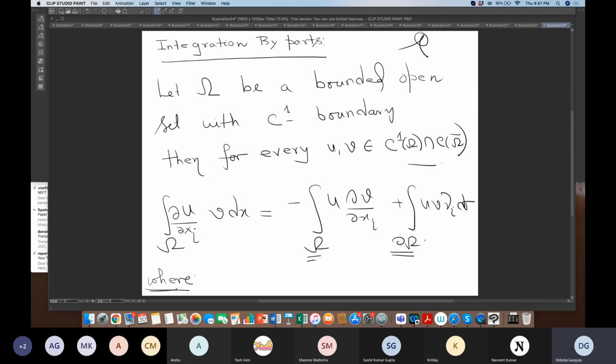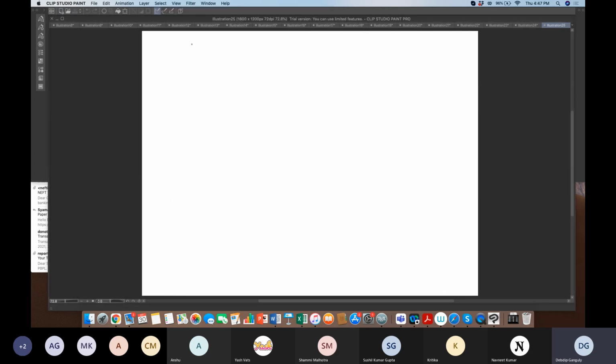Please go through this integration by parts again, because this is very important. Nu of x is nu 1 of x, nu 2 of x, up to nu i of x, up to nu n of x, with a unit outward normal. Okay, that's all. So just have a look on that.